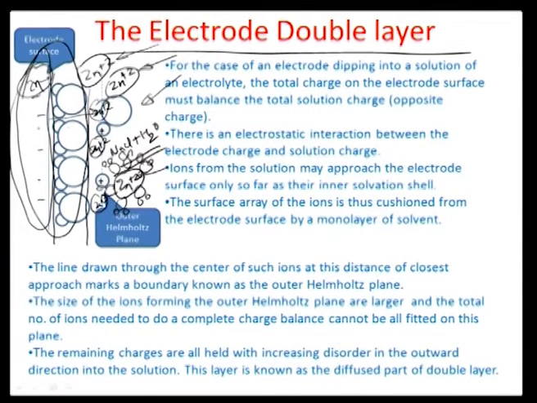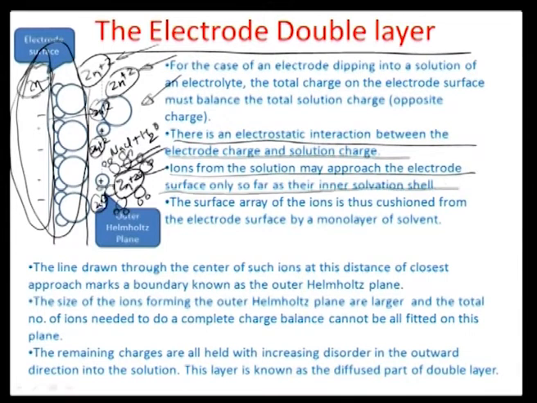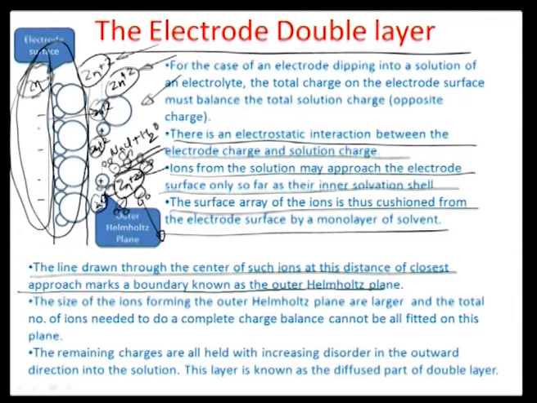So, there is an electrostatic interaction between the electrode charge and the solution charge, that is number one. And then ions from the solution may approach the electrode surface only so far as their inner solvation shells. So, the solvation shell is formulated because of the water molecules around the zinc plus 2 atom. So, as much as this solvation shell can allow, only that much distance the ion can have in proximity to the electronic charge on the electrode. So, the surface array of the ions is thus cushioned from the electrode surface by a monolayer of solvent. And the line drawn through the center of such ions at this distance of closest approach marks a boundary. And this is known as the outer Helmholtz plane, indicated here.